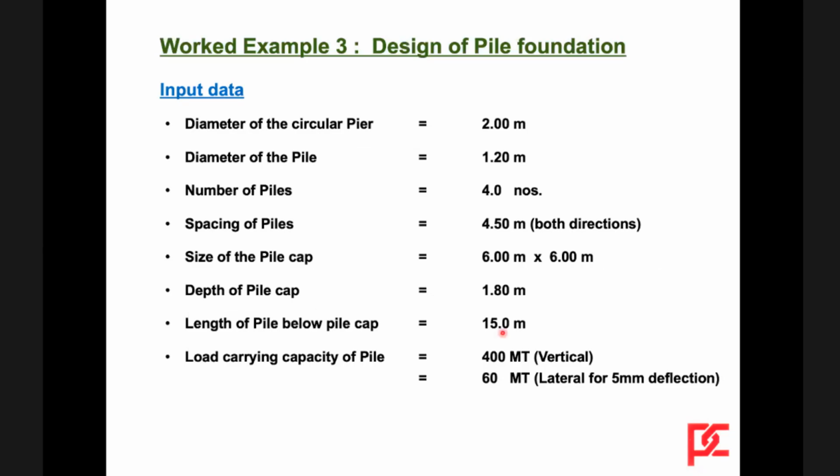And here also we have gone for 2 meter dia circular piers and 1.2 meter dia piles, 4 numbers, with a spacing of 4.5 by 4.5. Size of pile cap is 6 meters by 6 meters. Depth of the cap is 1.8. Length of the pile below pile cap is 15 meters. Vertical load carrying capacity is 400 tons, and transverse lateral load capacity is 60.